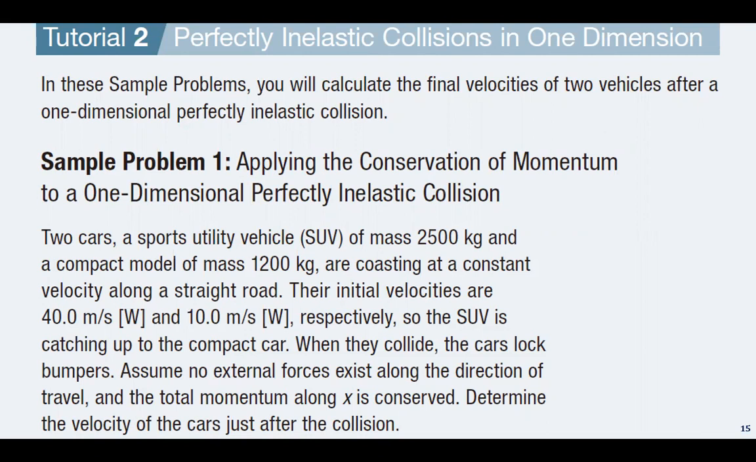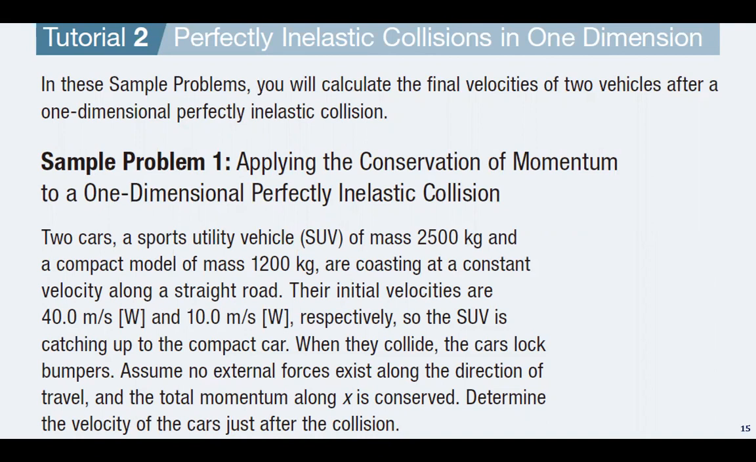Okay, suppose two cars, a sports utility vehicle or SUV of a mass of 2,500 kilograms and a compact model of mass 1,200 kilograms are coasting at a constant velocity along a straight road. Their initial velocities are 40 meters per second heading west and 10 meters per second also heading west, respectively. So the SUV is catching up to the compact car.